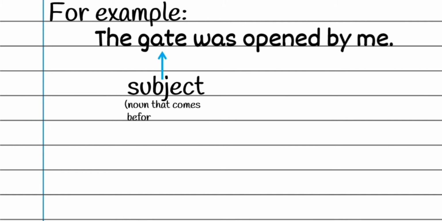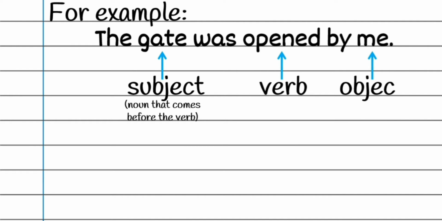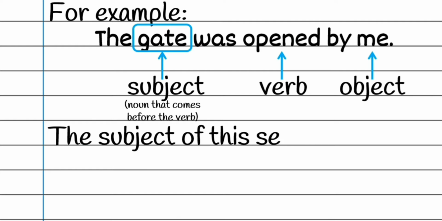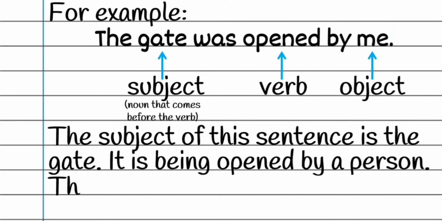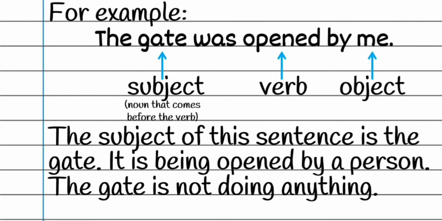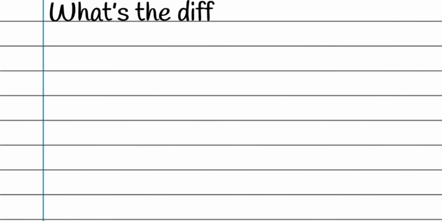So you've still got your subject, so you've got a noun that comes before your verb, you've got your verb, and you've got the object as well. So the subject of this sentence is the gate, and it is being opened by a person. The gate itself isn't doing anything, and it's definitely not doing the verb in your sentence. Okay, so the gate is before the verb, but it's not doing the verb. So what's the actual difference?